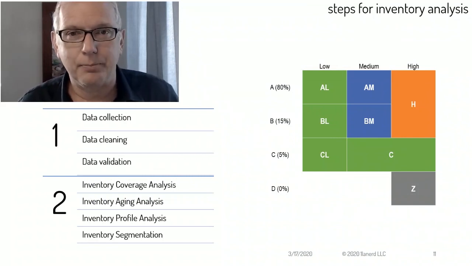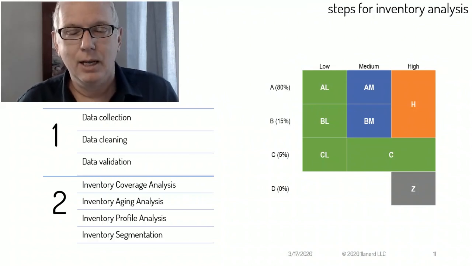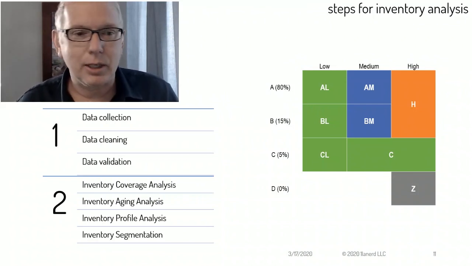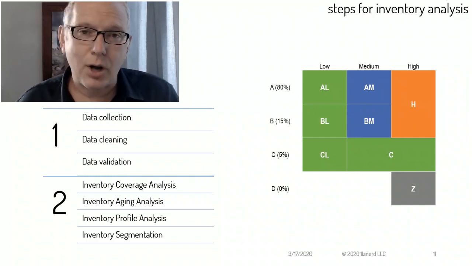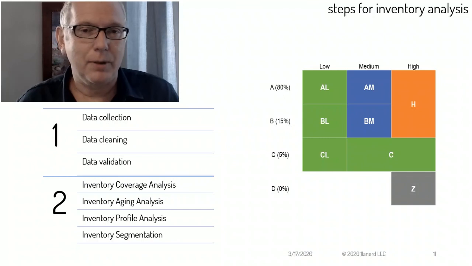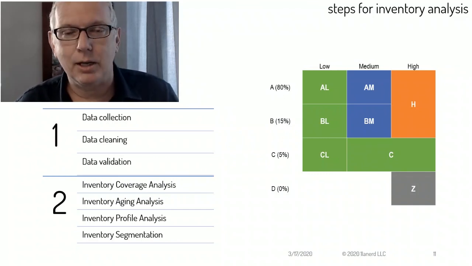Then we can go into the inventory coverage analysis, aging, the inventory profile, and segmentation. And those are in order of importance. Those should be validated all the way along with our stakeholders in order to make sure they understand what we're doing.